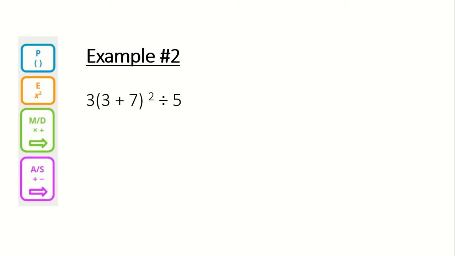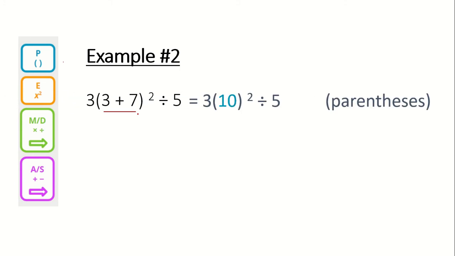Let's have another example. Let's start with parentheses. Inside the parentheses is 3 plus 7. 3 plus 7 is 10. Then next is to deal with exponents. There is an exponent here which is a 2. 10 raised to the power of 2 or 10 squared. 10 squared means the 10 will be multiplied by itself twice. 10 times 10 is 100.